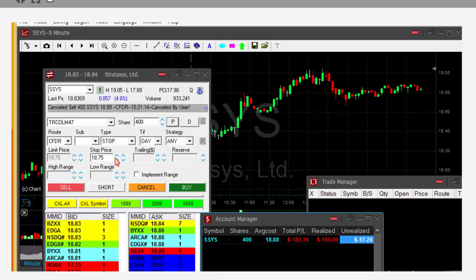This is why whenever I use an order, I always read and read and read it again, sometimes more than once. Okay, it's 400 shares. Yes. It's a stop order. Right. It's 1875. Is 1875 really below or is it higher? Because if it was higher, it's going to be sold right now, right?